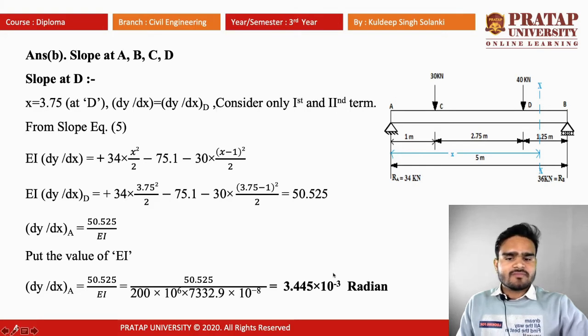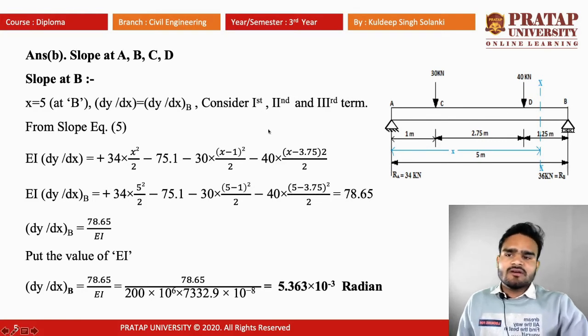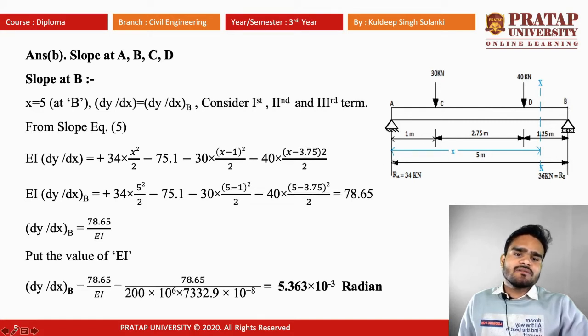Okay, and the next slope is slope at B. For B, we will calculate the slope at B. So in this case, we put x equals to 5 meter, because the value of x starts from A and we are calculating the slope at B. So put x equals to 5 meter at B. This is the slope at B.